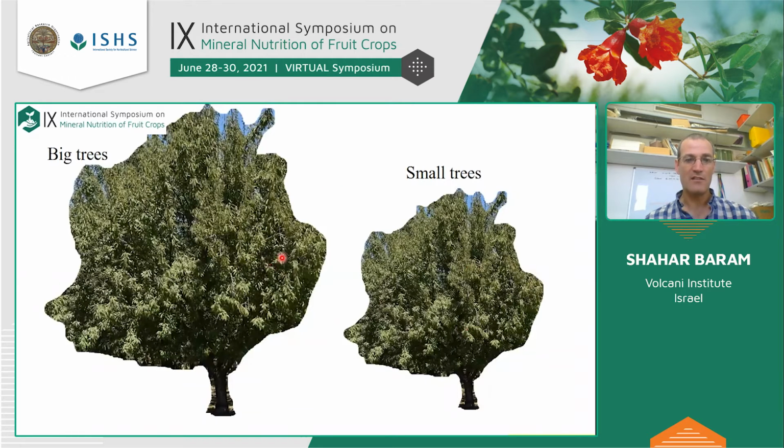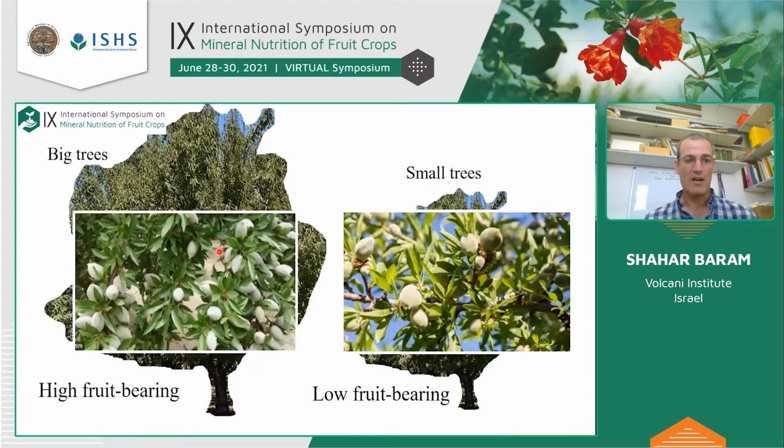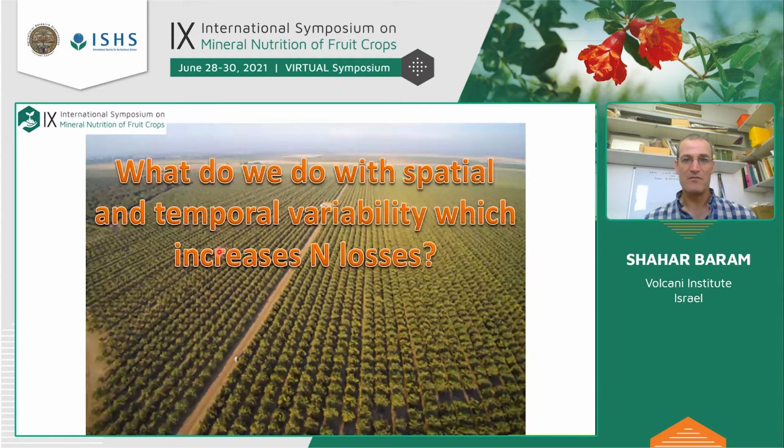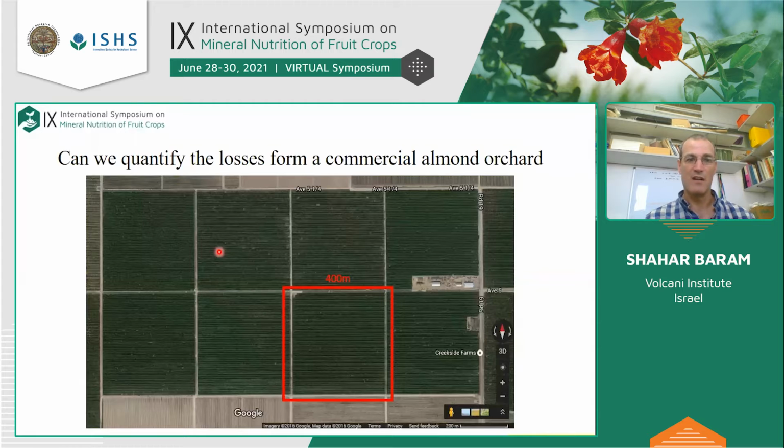Now, this is all ideal in theory. What happens in reality is that when we go into an orchard, we have big trees, we have small trees, we have high fruit-bearing trees, we have low fruit-bearing trees, and this gives us huge spatial variability and also temporal variability. And the question is, what do we actually do with this spatial variability? How do we monitor it? How can we quantify it?